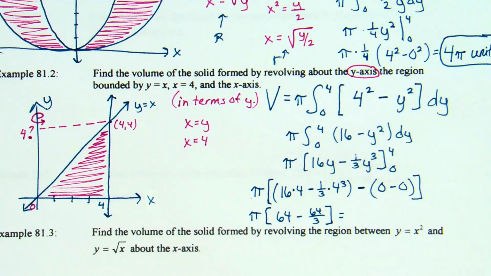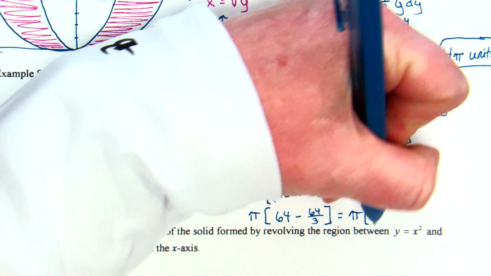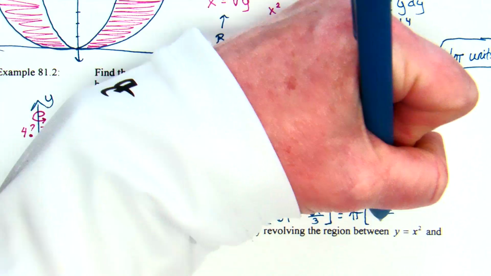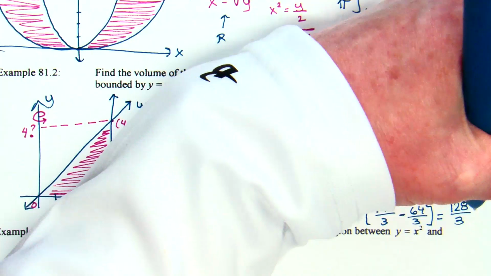Okay. This is a good practice without a calculator. To get a common denominator, we need a denominator of 3, right? And so 64 times 3 is 192 thirds minus 64 thirds, which is where Daryl gets 128 thirds. So you can write it as 128 thirds pi units cubed, or 128 pi over 3 units cubed.